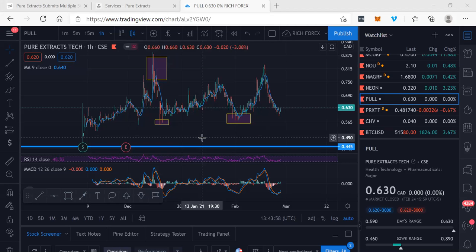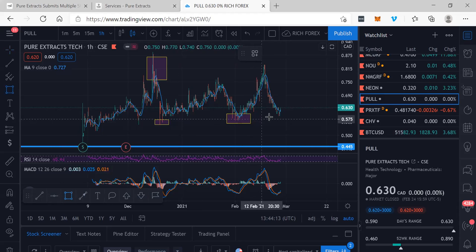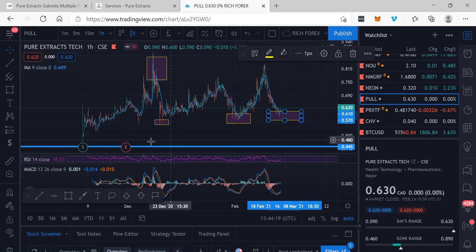This is Rich and we have a RICHTVLIVE, and today I want to talk to you about Pure Extracts. Symbol PULL, P-U-L-L in Canada, P-R-X-T-F in America. And they just keep having news, and I've been marking up their chart, and you can see here that they've been identifying these bottoms, and these bottoms have been very clearly identified.